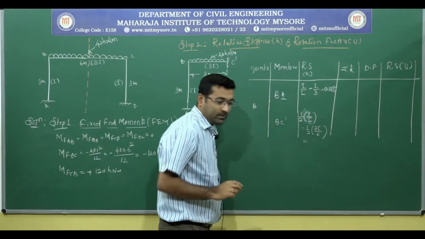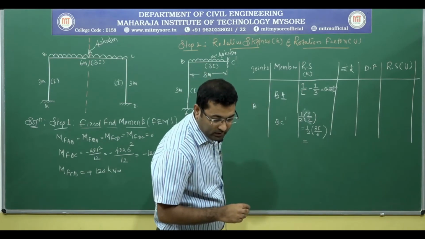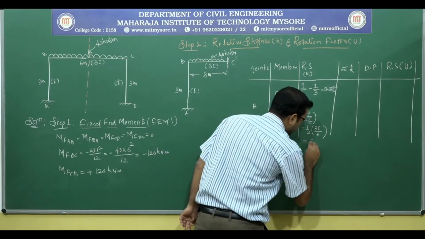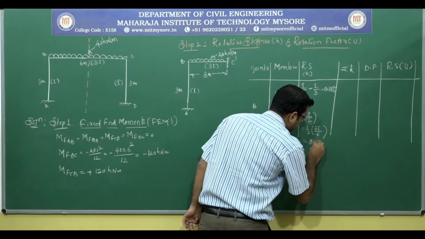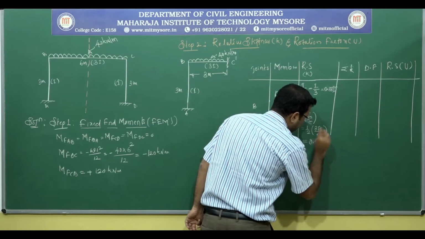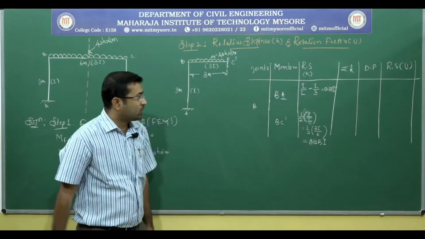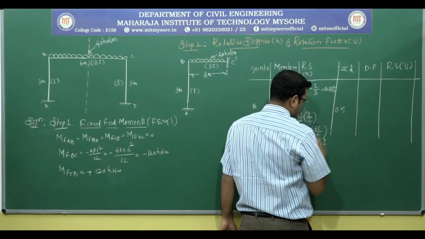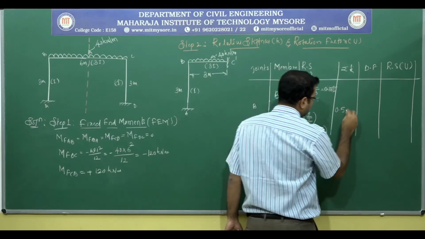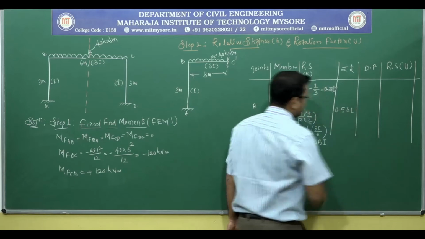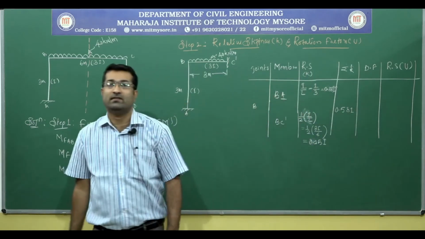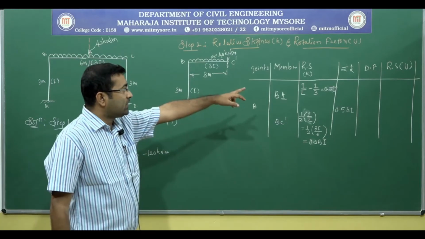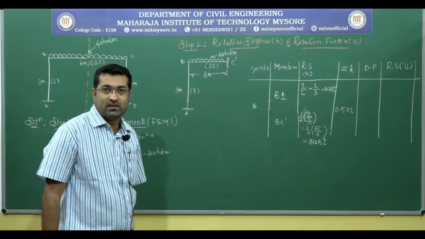So this gives me a value of 0.252, sorry, 0.25 I. So the total will be 0.58 I, which is the relative stiffness at the joint B. So now we have the relative stiffness and the total stiffness both.